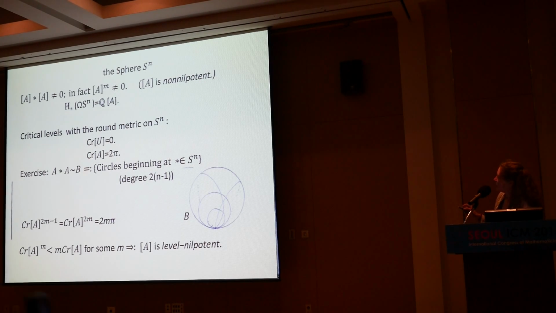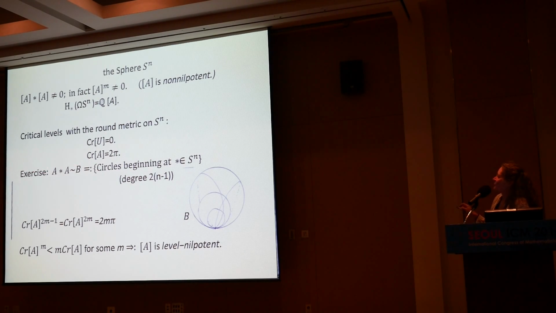Now, what about the critical level of A star A? Well, it's at most 4 pi, right? It couldn't be bigger than 4 pi. And it must also be a multiple of 2 pi because the critical level has to be a critical value of the length function, right? And in the round metric, all the geodesics have length a multiple of 2 pi. So here's an exercise. And we also know that A star A is not trivial.